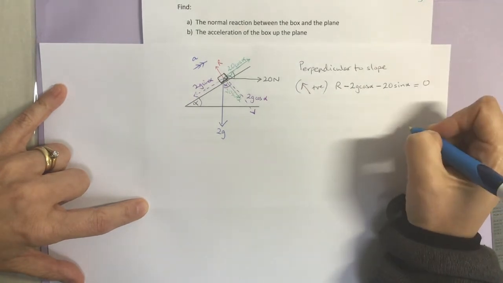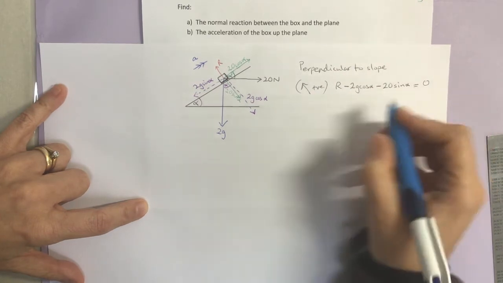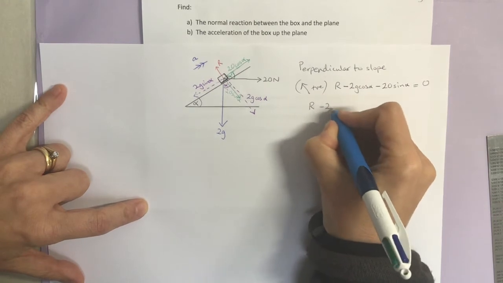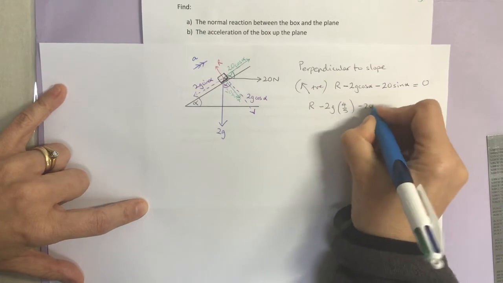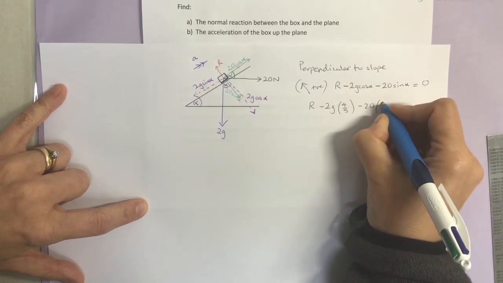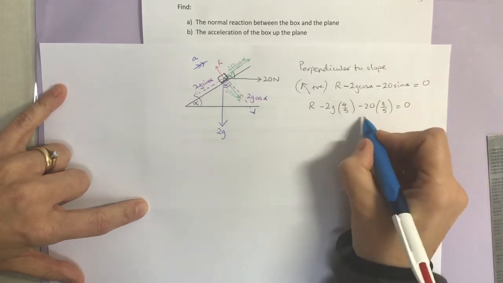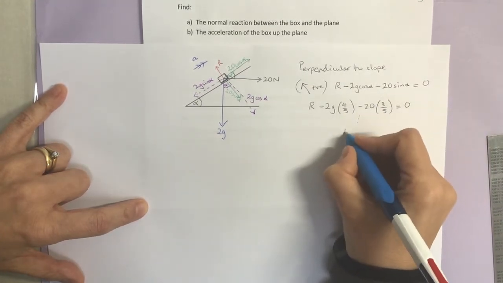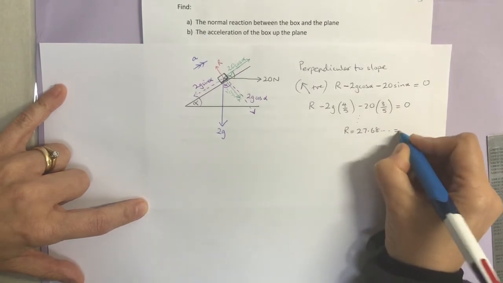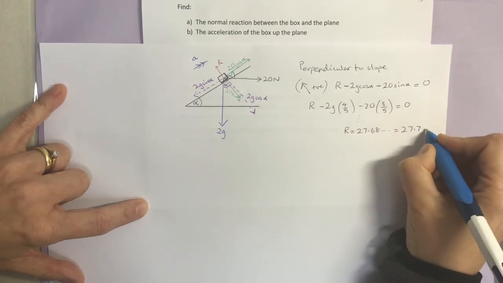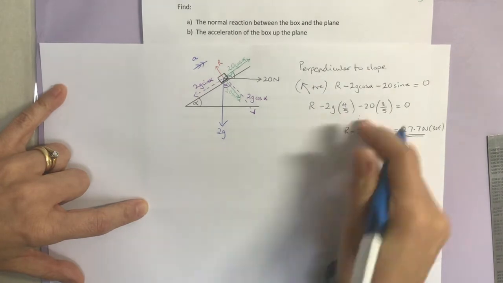And now what I can do, I can substitute in my cos alpha, if you remember, was 4/5. My sine alpha, sorry, was 3/5. So that was 4/5, and then 20 times 3/5, that equals 0. If you carry on with this, rearrange it, please do that, you'll end up with 27.7 newtons to 3SF. Okay? And it doesn't matter which order we do these in.